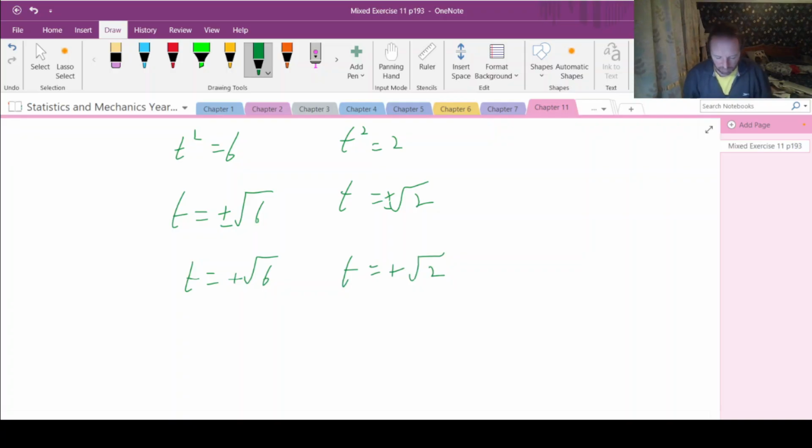That's mechanics. We should give it as some decimals, I guess. So what's the square root of 6? 2.449, and the square root of 2 is 1.414.